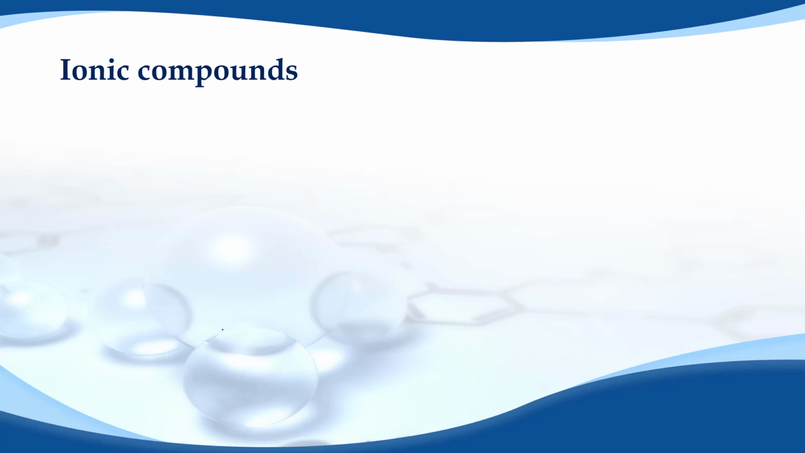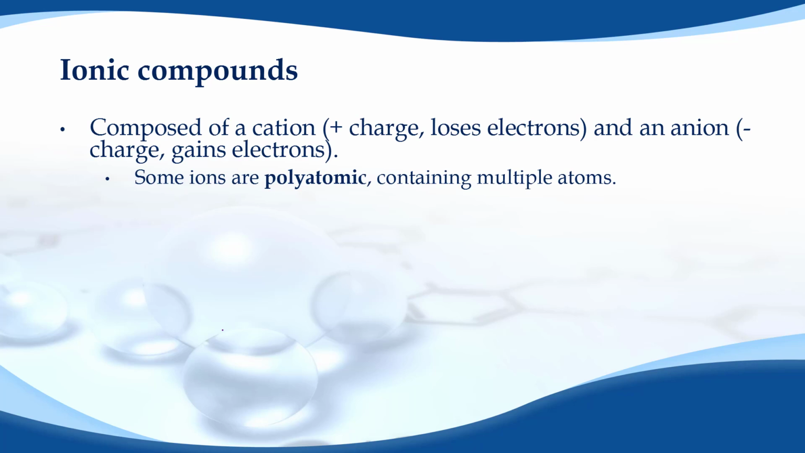Okay, so we'll start off with ionic compounds. These are compounds that are ionically bonded, and they consist of two different ions. A cation, which is a positive charge. Usually your cation is going to be a metal, and an anion, which is a negative charge. Usually that's going to be some type of nonmetal.